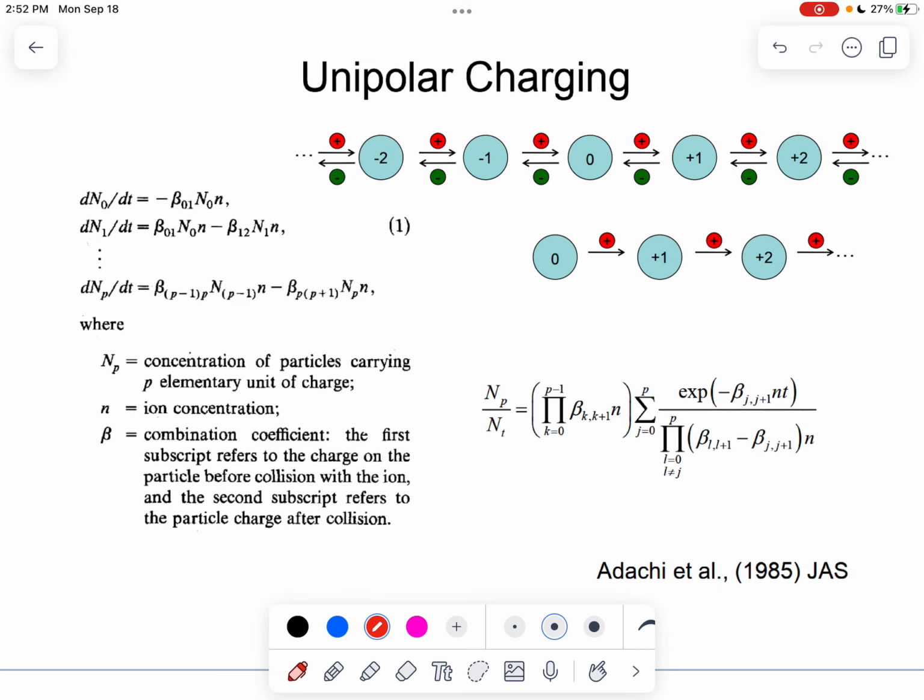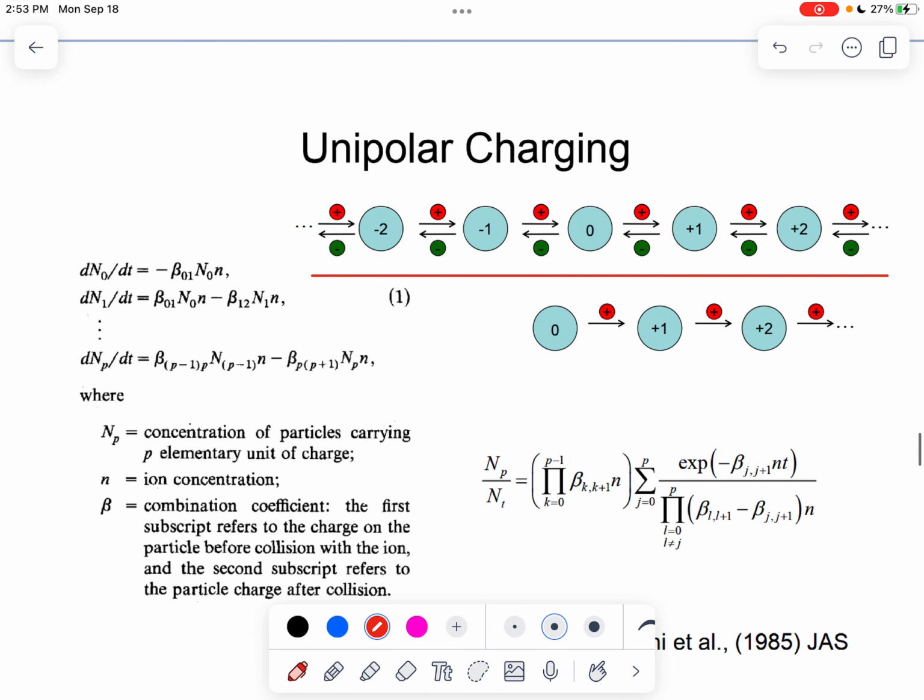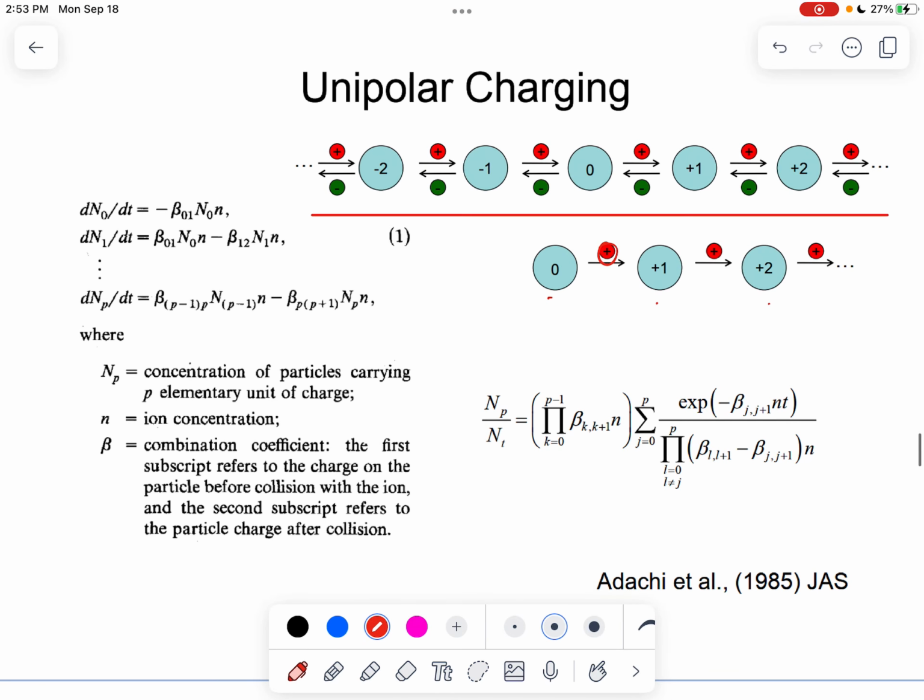So again, if you think about this process, we mentioned that for the bipolar charging, you have this charging process in two ways, right? You can create multiply charged positive particles and multiply charged negative particles through this collision process here. And it's the same process for the unipolar charging, except that now, since you only have ions of one polarity, you can only charge the particles in one direction. So this is assuming that it's charging the particles with the positive ions. So you're going to have 0, plus 1, plus 2, and all the way up.